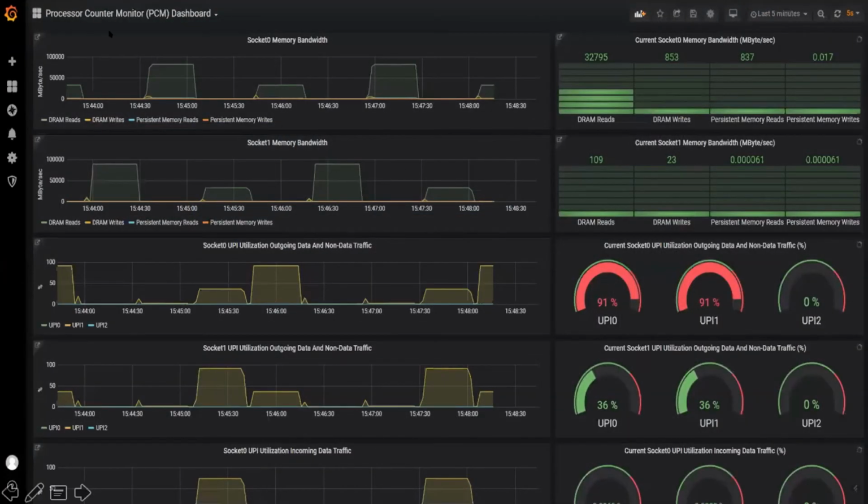So this is my new favorite toy. This is an open source technology, Processor Counter Monitor. It's looking at those hardware events. It's a Go program, making the system call. That's a little Prometheus exporter, and Grafana every now and then polls it. What it allows you to do is look at interesting metrics, things like how many persistent memory reads and writes versus DRAM reads and writes are occurring per socket. You can see things like how utilized the UPI channels are, so that you can look at it over time and correlate events.